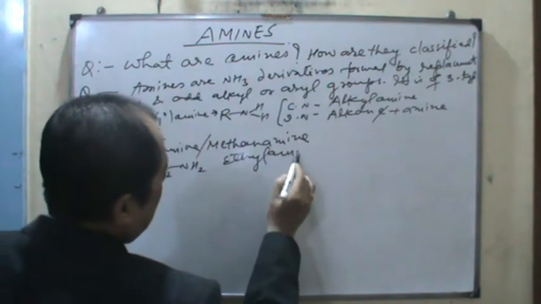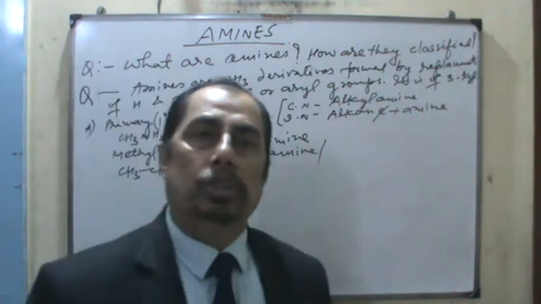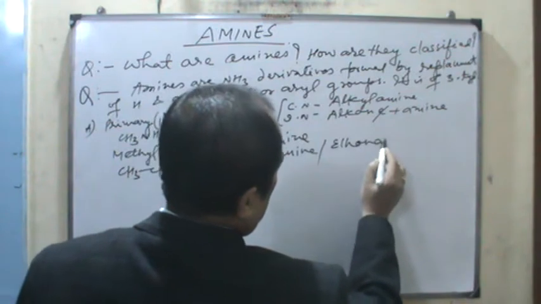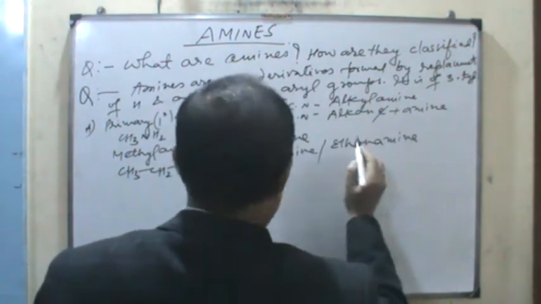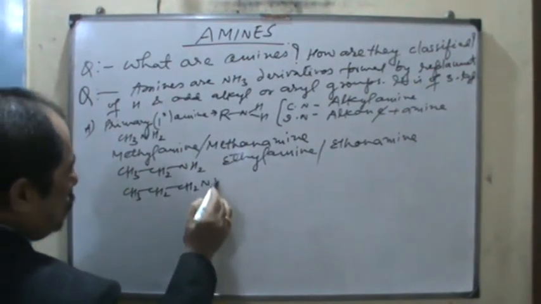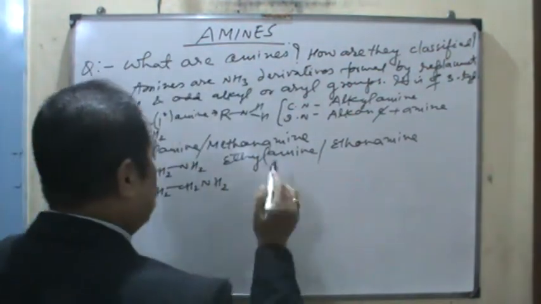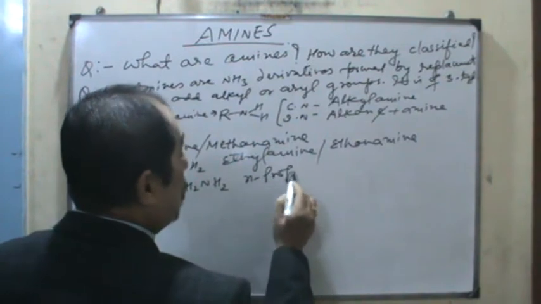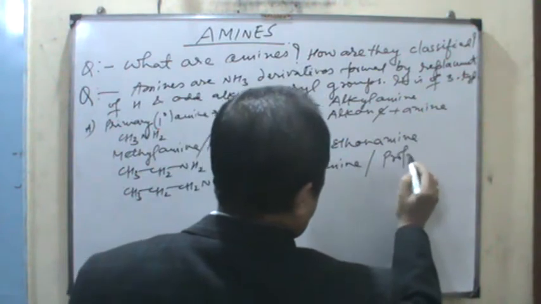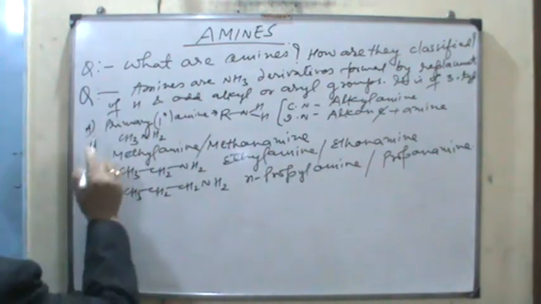You take CH3CH2NH2, ethyl amine. But what about the IUPAC nomenclature? Alkanamine. So it is called ethanamine. Now CH3CH2CH2NH2. A 3 carbon chain starts isomerism. Therefore, it is better to write N-propyl amine, or in IUPAC system propanamine. So this is a 1 degree amine.